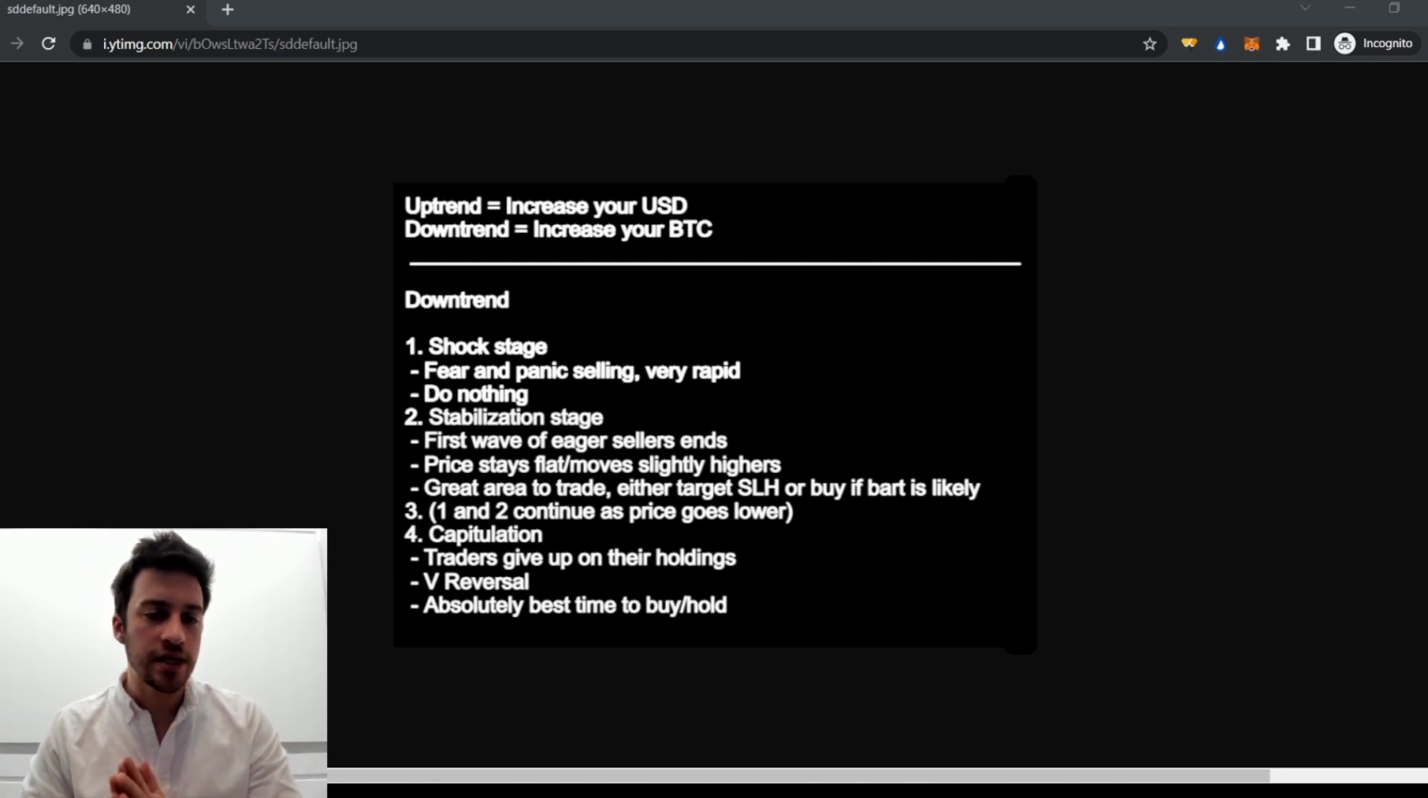Now, point 3 is 1 and 2 can just continue as price goes lower. What can end up happening is price stabilizes and then you get another stage of fear and shock. And price just goes lower, and then it stabilizes. This is really going to continue happening until you get capitulation at point 4. That's typically going to be a V-shaped reversal.